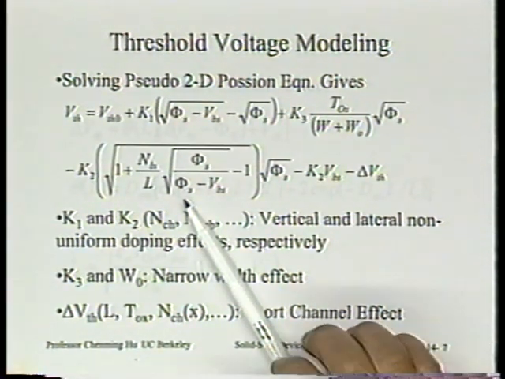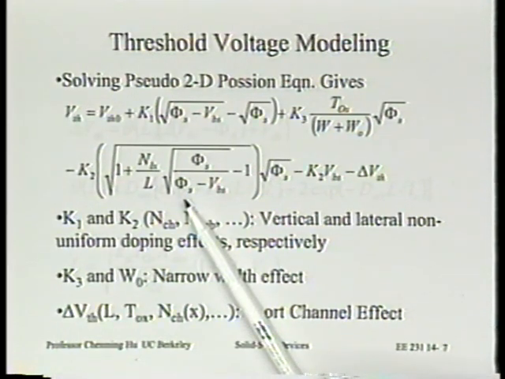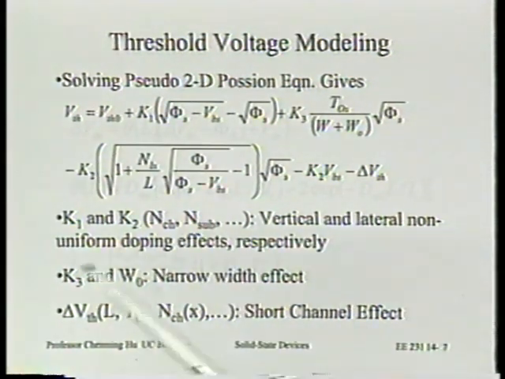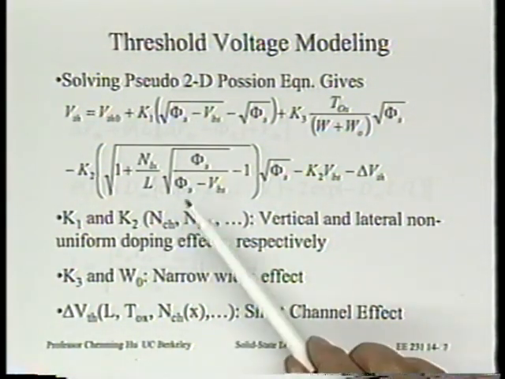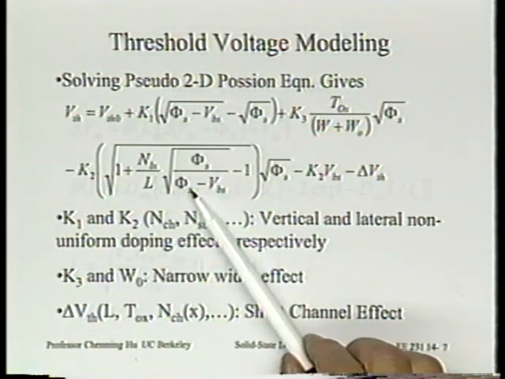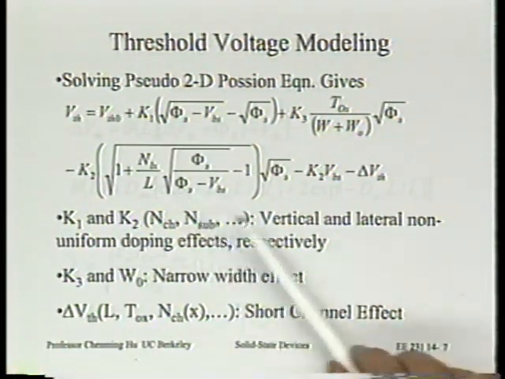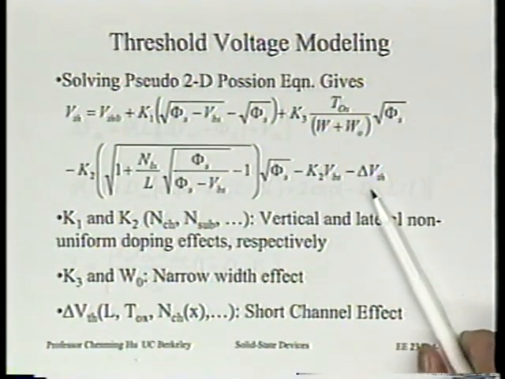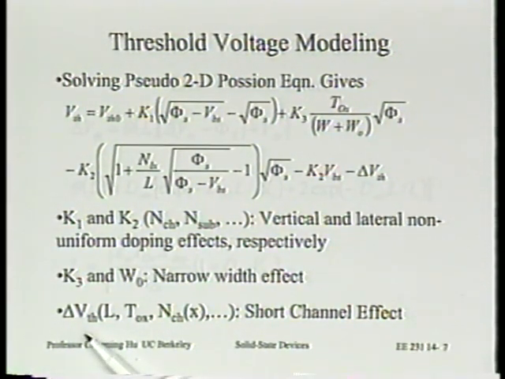But actually, I believe in one of the papers in your reader, a paper by Bing Yu, who is now working for AMD, he actually published a paper deriving a more physical model for the reverse short channel effect of pocket doped transistors. One equation would describe both the rise and fall of that VT as a function of channel length. All right. And finally, this delta VTH is a term that captures the short channel effect.